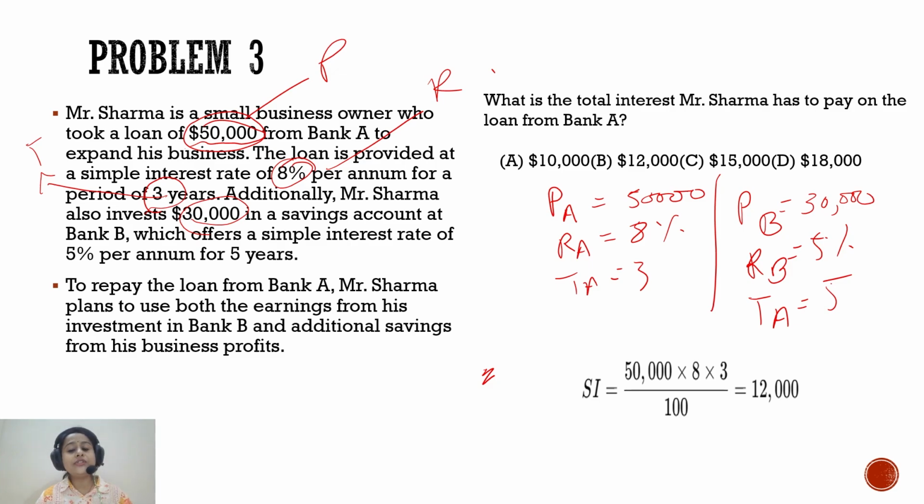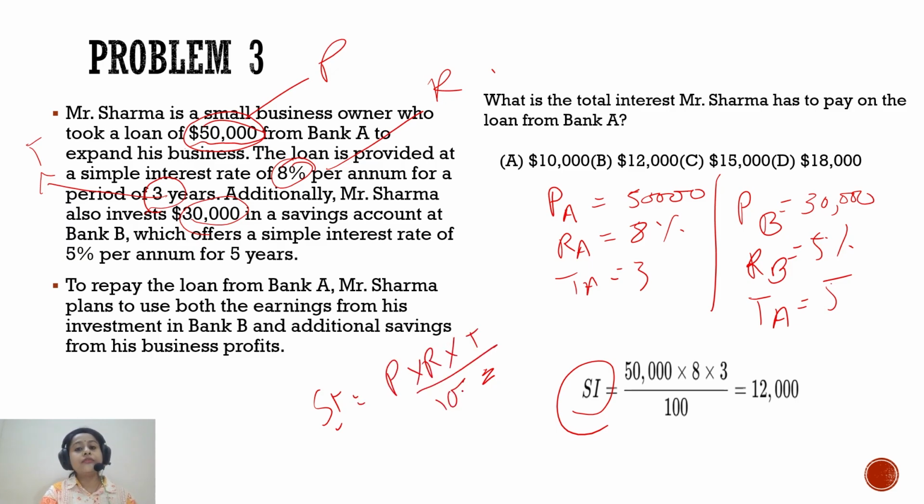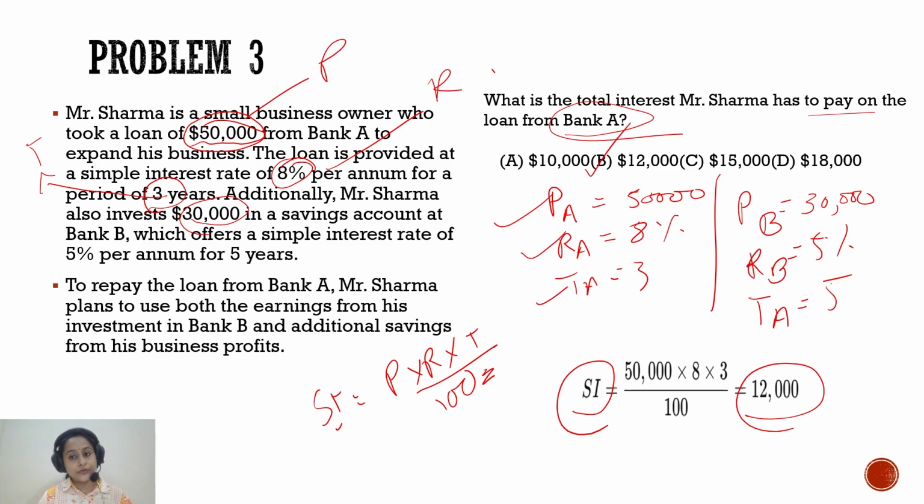So it is very easy. You just have to apply the simple interest formula, that is SI equal to P into R into T by 100. From this formula, you have to calculate the simple interest. Since it is asked about bank A, we will only consider this data, where principal is 50,000 into 8 into 3 by 100, which will give you 12,000. So our answer will be option B, 12,000. Let us move to the next problem.